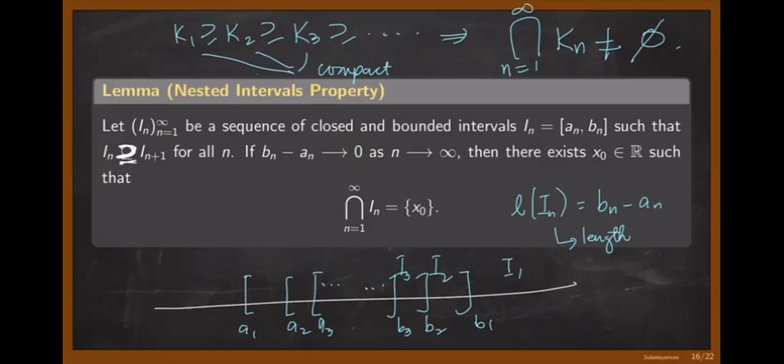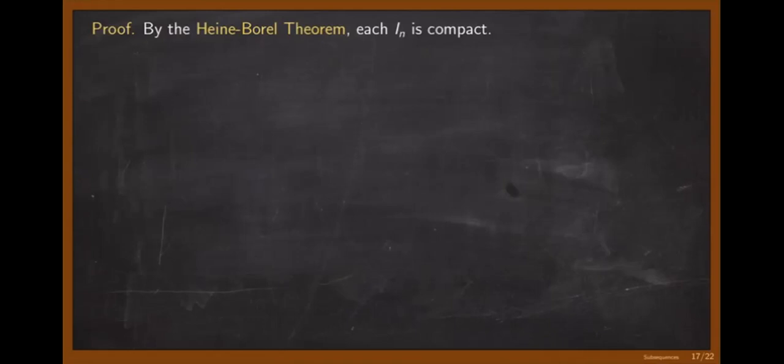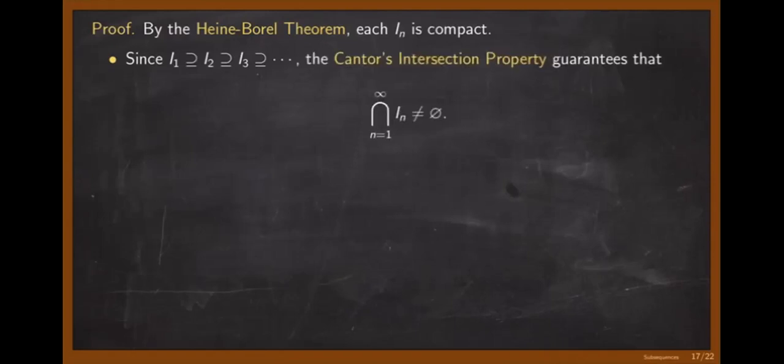Did you understand this? So let me explain the proof to you. Heine-Borel theorem. Dahil nga lahat ng In ay closed and bounded, by the Heine-Borel, they are all compact. At dahil yung I1 contains I2, I2 contains I3, and so on, by the Cantor's intersection property, we already know that this intersection is not empty. So hindi na natin kailangang ipakita na non-empty ang intersection. What we just wanted to show at this point is that yung intersection can only have one point in it. No more than one point.